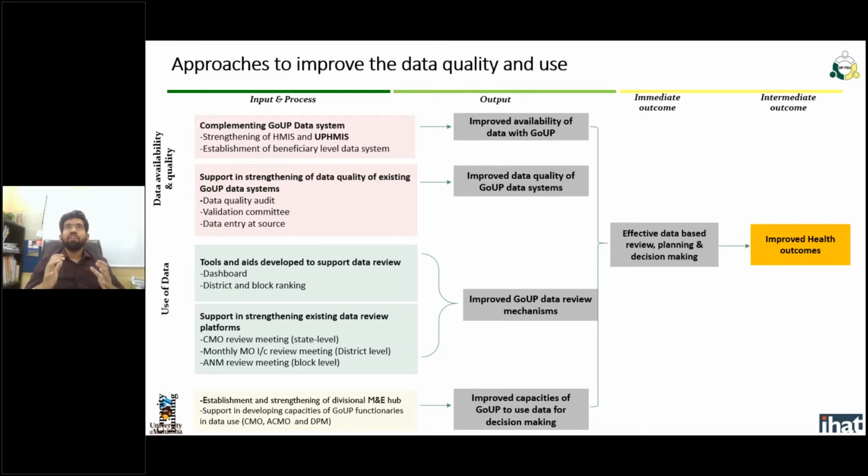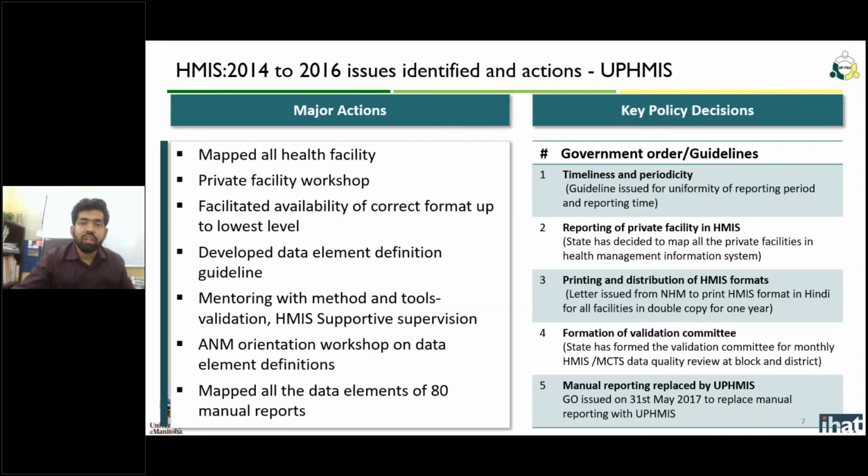This is something we have learned: just by having one UP HMIS system we would not be able to improve data quality and data use. We need a package of interventions which acts at every place, and then we would be able to actually improve data quality and data use. This is something we have learned over the course of time.